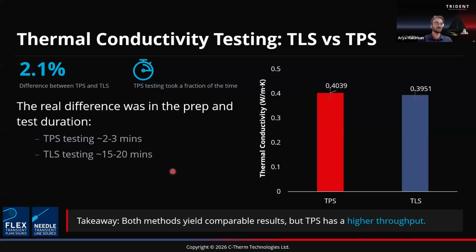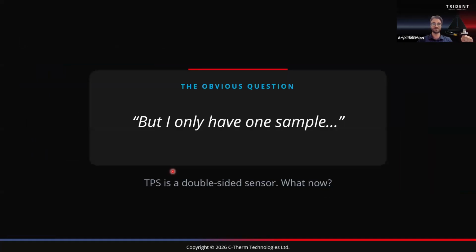Now, some of you who may be familiar with this, or picked up on it astutely, may have noticed, well, I only have one sample, and the setup I just showed with the TPS, of course, is double-sided. You need to have two sample halves. So if you're stuck with one sample, what do you do? Is TLS your only option?